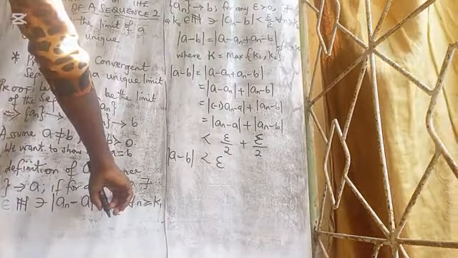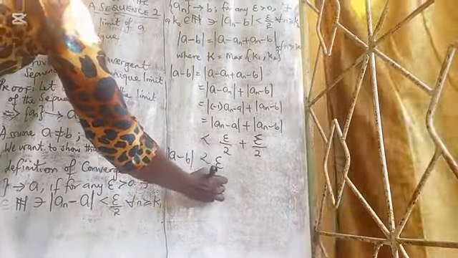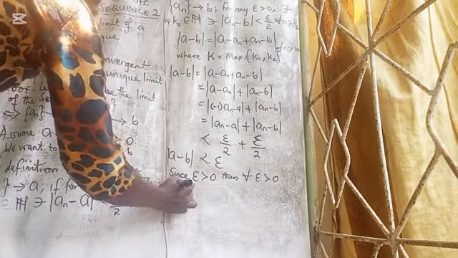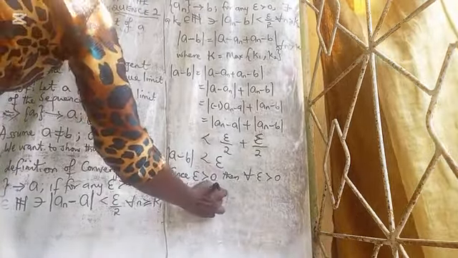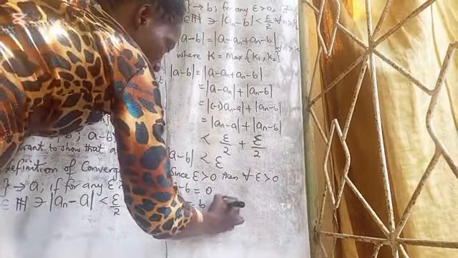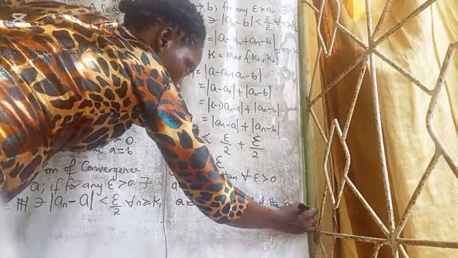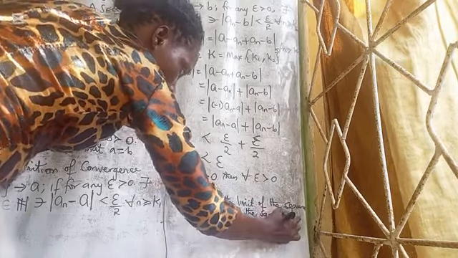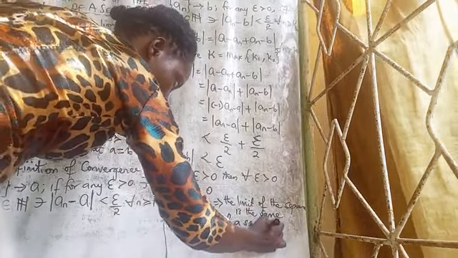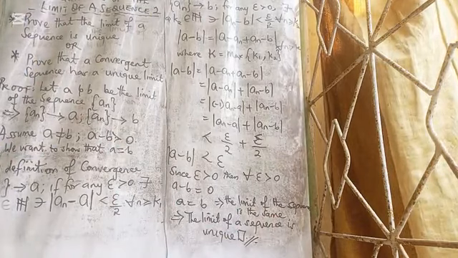But we have said this is for all epsilon greater than 0. Since epsilon is greater than 0, then for all epsilon greater than 0, we have the absolute value of A minus B equal to 0, and our A is equal to B. This implies that the limit of the sequence is the same. That tells us that the limit of a sequence is unique.